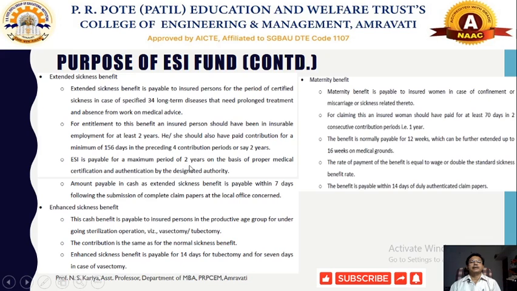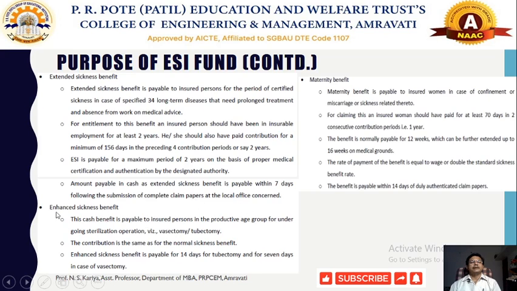Extended sickness benefit is payable for a maximum period of 2 years, on the basis of proper medical certification and authentication by the designated authority. So employees can get the benefit of extended sickness benefit up to a maximum of 2 years. The amount payable in cash for extended sickness benefit is payable within 7 days, through the local offices, to the insured person who has claimed it.